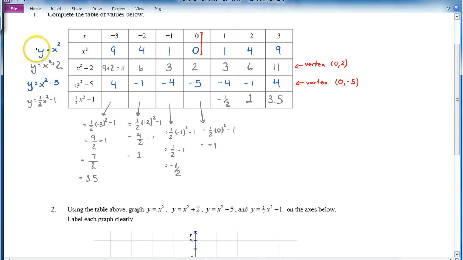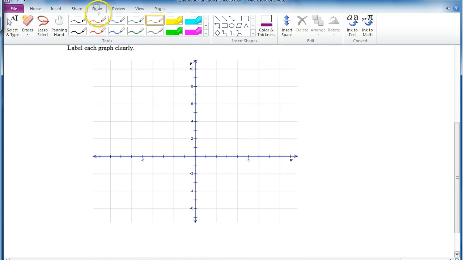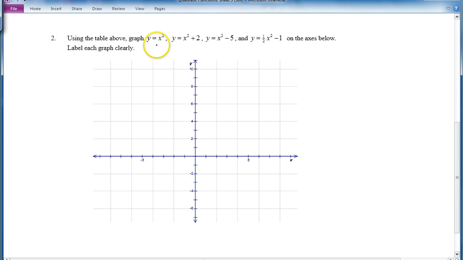So what we do is we imagine really when we have x squared as y equals x squared, y equals x squared plus 2, y equals x squared minus 5, y equals 1/2 x squared minus 1. So if we come down here, we want to go through and graph these. When you're graphing these, what I do recommend is have some colored pencils. If you're not working on a computer, which is probably more the norm nowadays, colored pens are great, but if you have a computer, you have all these colored options. So I like to underline each one I graph. We're going to start by graphing y equals x squared.